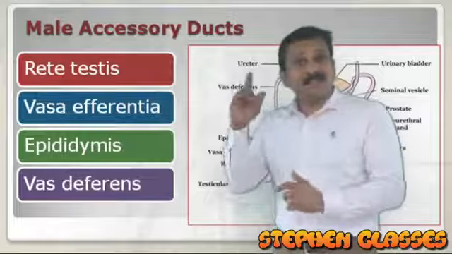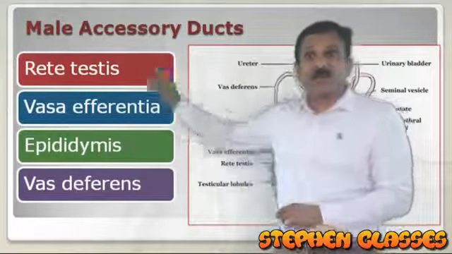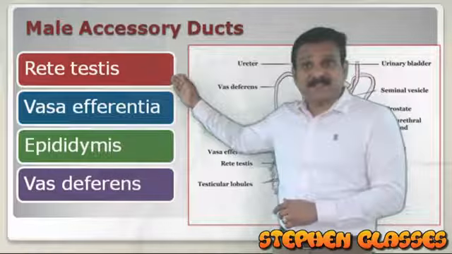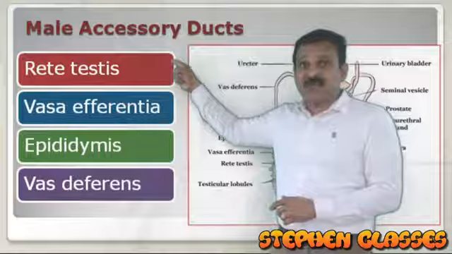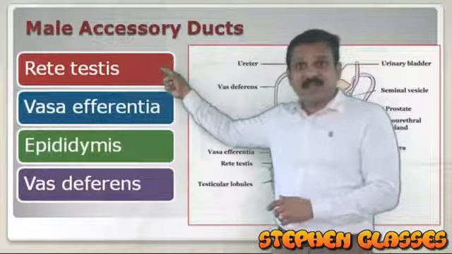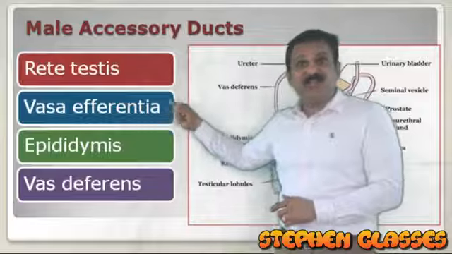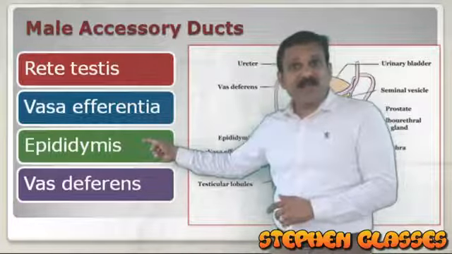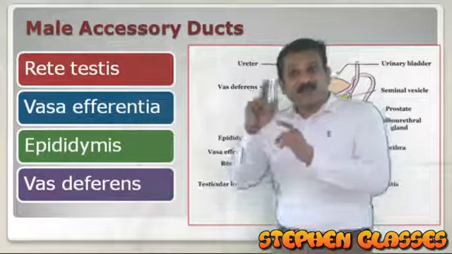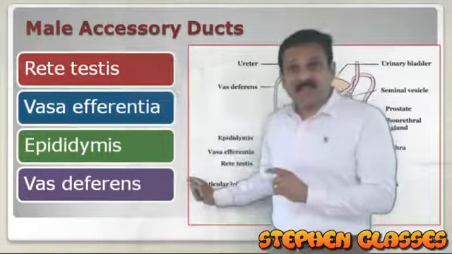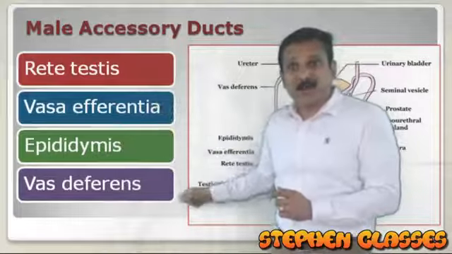Why? Because the sperm cells, after their formation in the seminiferous tubules, will go through these ducts. After formation in the seminiferous tubules, they will first enter into the rete testis. From rete testis, they will move to vasa efferentia, and from vasa efferentia, they will go to epididymis. And from epididymis, they will go to vas deferens. So the sequence of these ducts is very important because sperms move in this direction only.